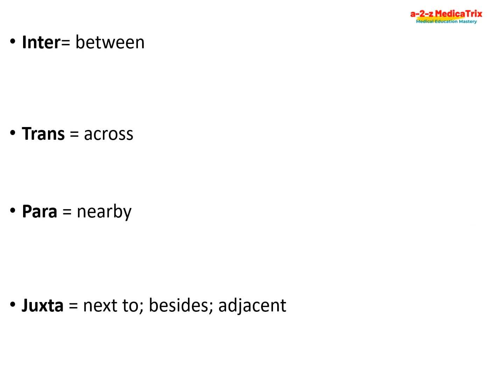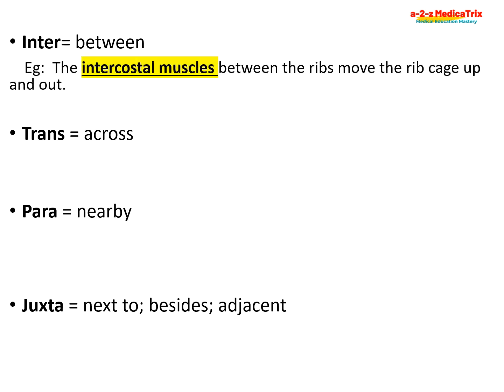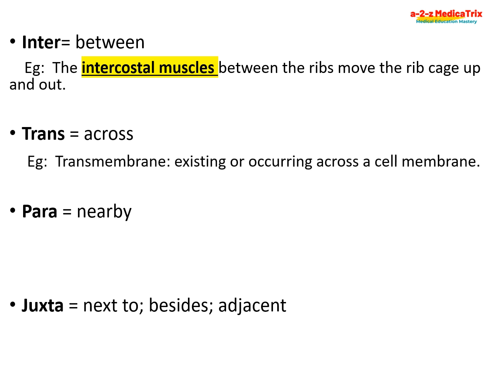Next, we see inter. Inter means in between. Let's take the example intercostal muscles, which are in between the ribs and move the rib cage up and out. Then trans. Trans means across. Let's take the example transmembrane. Transmembrane means existing or occurring across a cell membrane. That's why it is called transmembrane.